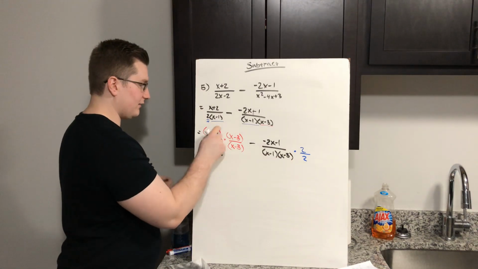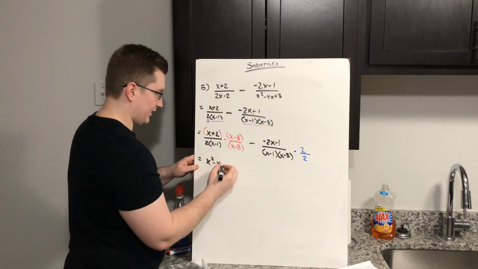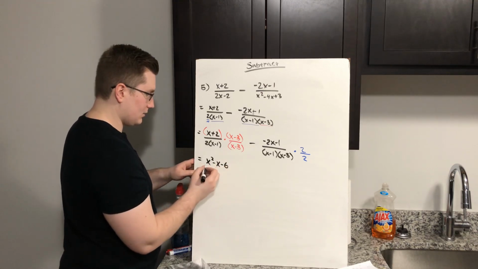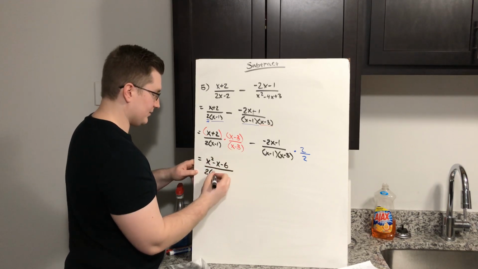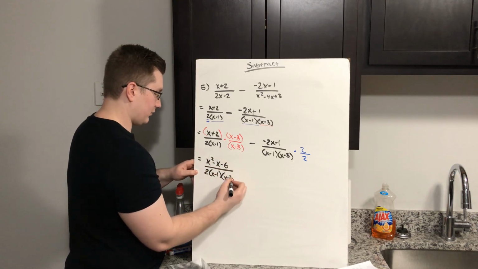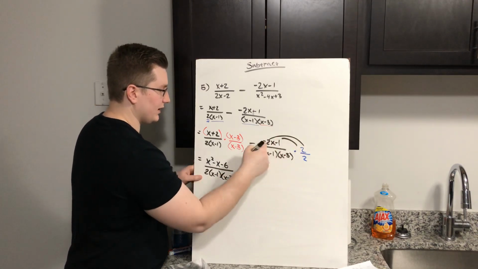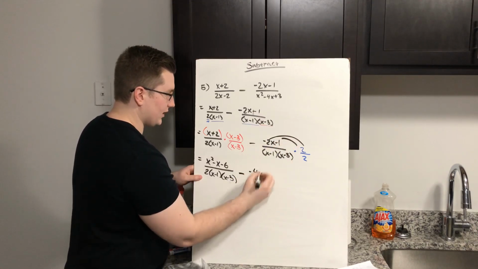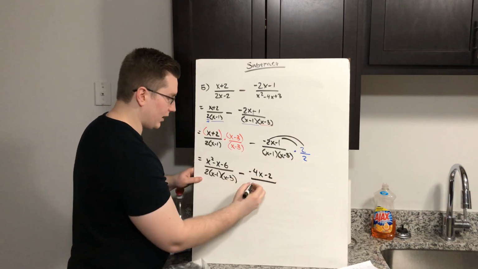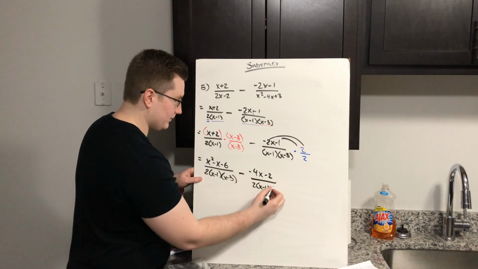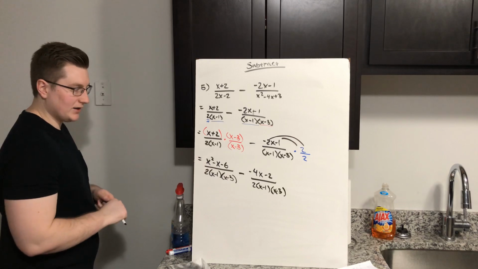I'm going to have to FOIL at the top, and when I FOIL it, I wind up getting x² - x - 6 over, I'm not going to worry about FOILing the bottom, just 2 times (x - 1) times (x - 3). Minus, distribute this 2 out: -2x times 2 is -4x, -1 times 2 is -2, over, again, don't worry about FOILing the bottom, 2 times (x - 1) times (x - 3). Now the denominators are exactly the same.